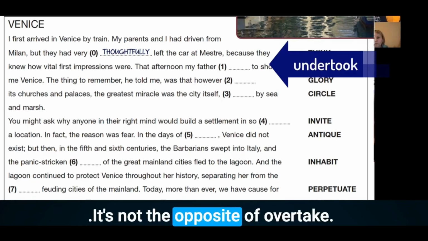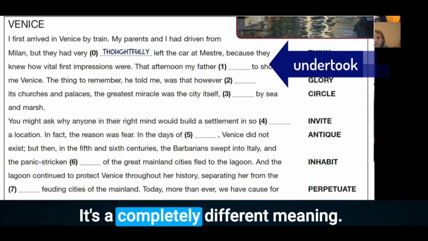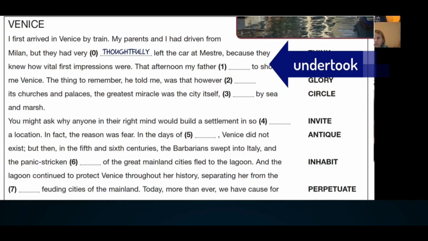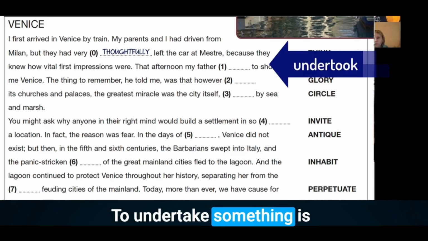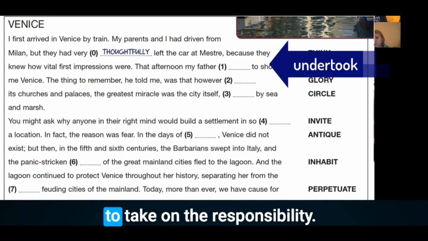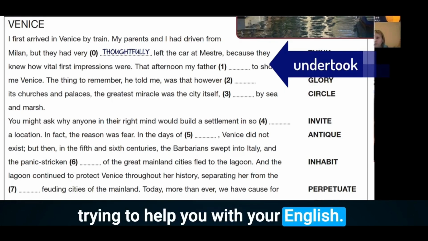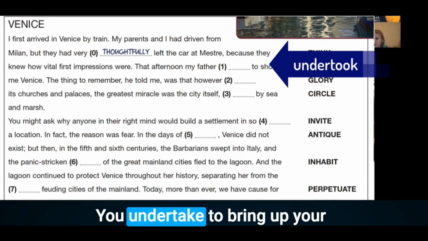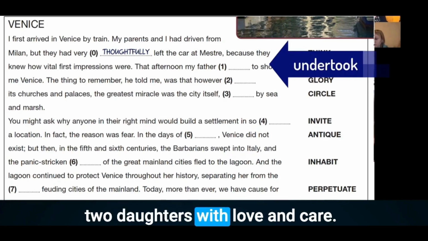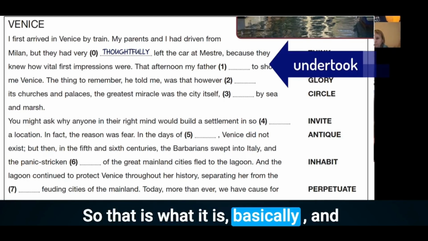It's not the opposite of overtake. It's a completely different meaning. To undertake something is to take on the responsibility. So I've undertaken the task of trying to help you with your English. You undertake to bring up your 2 daughters with love and care. So that is what it is, basically.